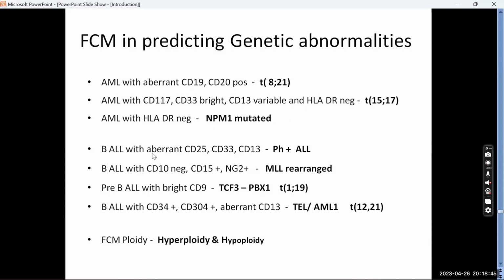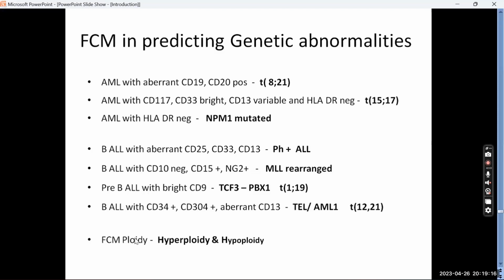And similarly, when a B lymphoid blast is expressing CD25, it is likely Ph positive, and you need to do Philadelphia testing, especially in adults. It could be Ph positive B-ALL. This one we saw. We can also do ploidy by flow cytometry, and you can say whether it is hyperdiploidy or hypodiploidy. You know, B-ALL with hyperdiploidy has a good prognosis, and B-ALL with hypodiploidy has a poorer prognosis. Similarly, in myeloma also you can do ploidy analysis by flow.